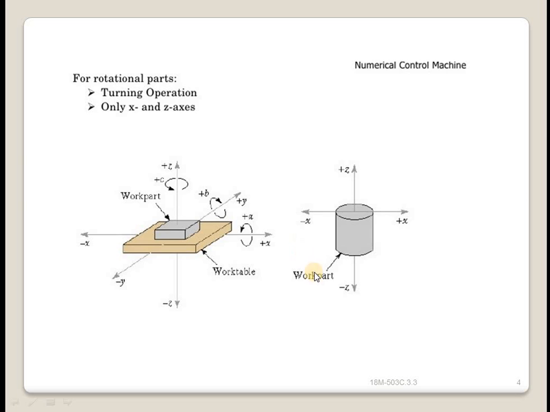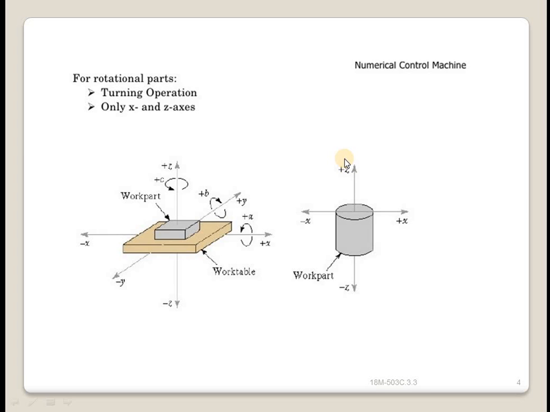For turning operations, only 2 axes are normally required to command the movement of the tool relative to the rotating workpiece. The z-axis is the axis of rotation of the work part, and the x-axis defines the radial location of the cutting tool. So this is about the axes.